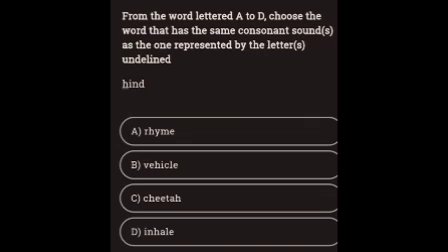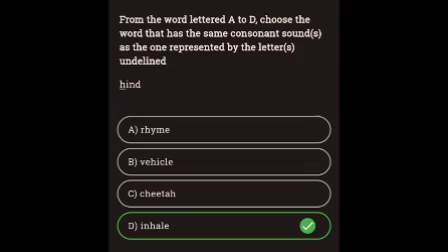From the words lettered A to D, choose the word that has the same consonant sound as the one represented by the letters underlined. In the word hind, we have the consonant H, a glottal sound, underlined. In the options under it, we have rhyme, vehicle, C, cheetah, and D, inhale. Which of them contains the consonant as underlined in the given word? The answer is option D, the word inhale.